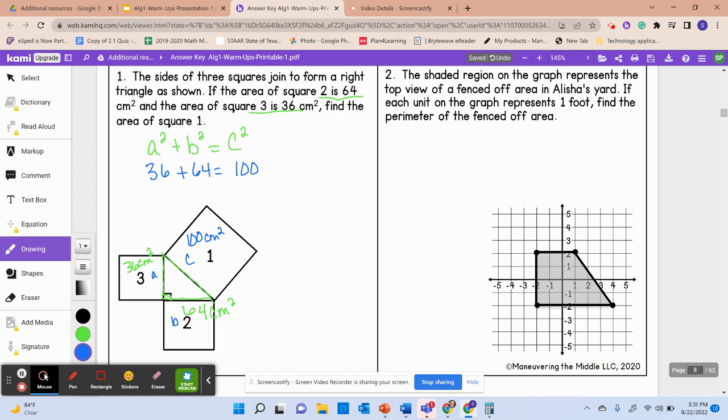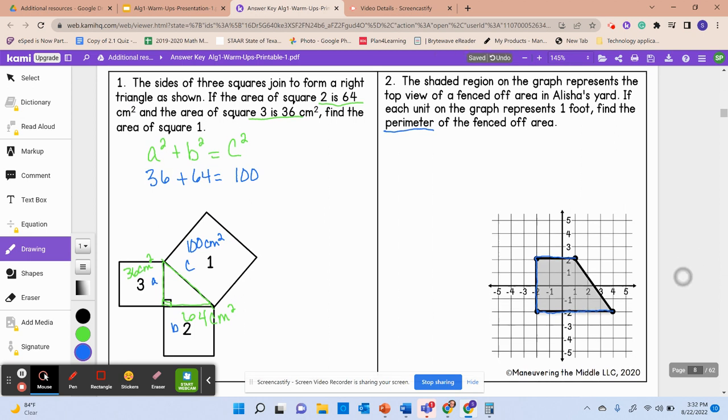Now, let's look at number 2. The shaded region on the graph represents the top view of a fenced-off area in Alicia's yard. If each unit on the graph represents 1 foot, find the perimeter of the fenced-off area. Remember, perimeter is only the distance on the outside. This is very easy to do until you get to this diagonal.